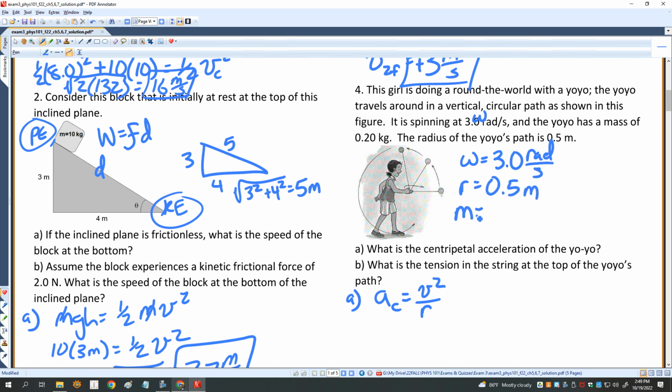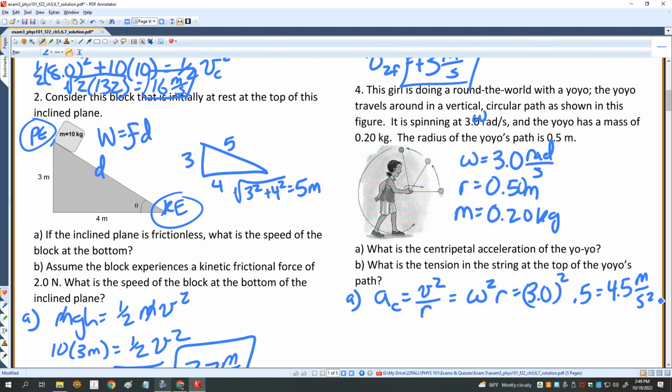The mass is 0.2 kilograms. I'm going to come back and put another sig fig there. I think that's all that we have. All right, so now if I want to know the centripetal acceleration, I say v squared over r, or I could say omega squared r, and since I have omega, I'll go ahead and do that. So that's 3.0 squared times the radius, which is 0.5. That's equal to 4.5 meters per second squared.